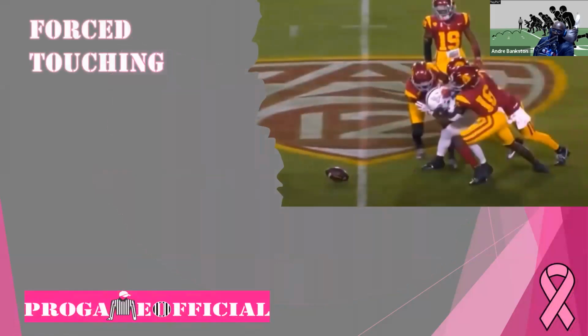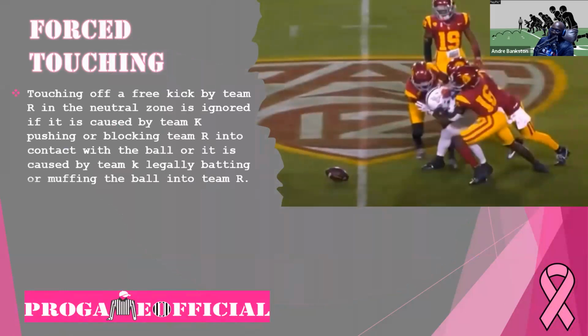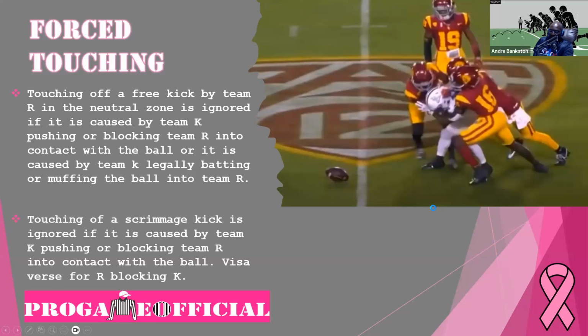All right. So a definition in regards to scrimmage kick is forced touching. That is, touching of a free kick by Team R in the neutral zone is ignored. We read this already before, but we're going to just talk about what it's called. It's called forced touching. So if K muffed the ball into R, or K blocks R into the ball, we ignore that touch. Touching of a scrimmage kick is ignored, and on a scrimmage kick, it is the same thing as in a free kick.